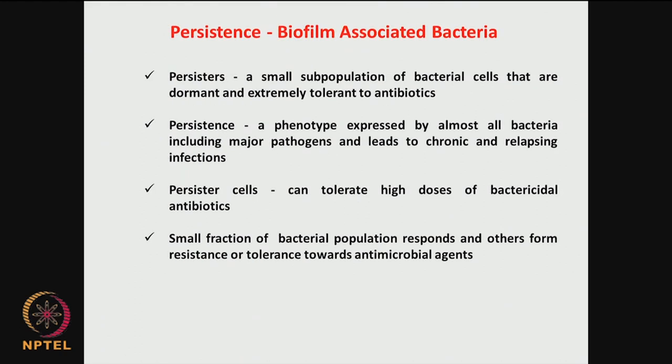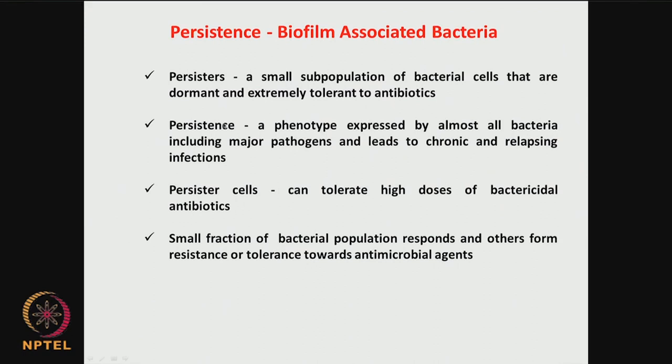There is something called persisters. These are bacteria in the biofilm which remain for a longer time. They become persistent. That is a small subpopulation of bacterial cells that will be dormant. So they become extremely tolerant to antibiotics. They acquire this antibiotic resistance, hence they persist in the biofilm. This is a phenotype expressed by almost all bacteria, including major pathogens. This can lead to chronic and relapsing infection.